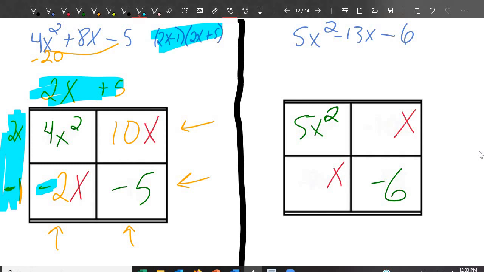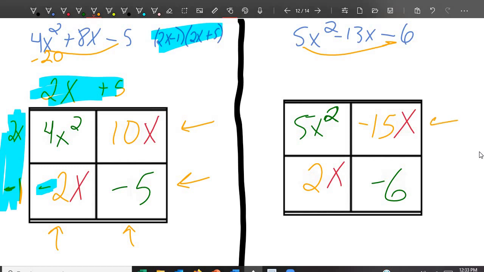Alright, let's do the next one. And I've already done the hard part where I've multiplied those two together, which gives me a negative 30, and then I find the factors of negative 30 that add up to be negative 13. And we've already done this. It's going to be negative 15 and positive 2.